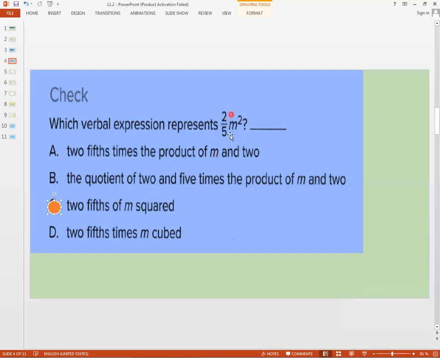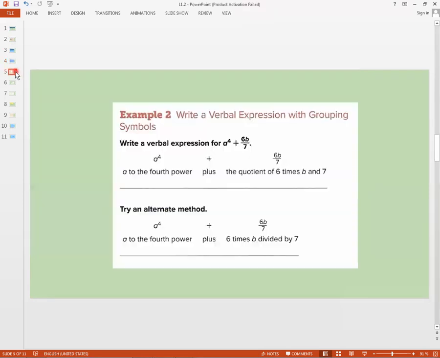Yes, 2/5 means 2 over 5, and m squared means m power 2. That's great. Okay, no quotient, because the quotient of 5 times the product of m and 2, no. No product here, m and 2 is not a product. It's a power. It's squared. And for the word cubed, you must read cube, power 3.